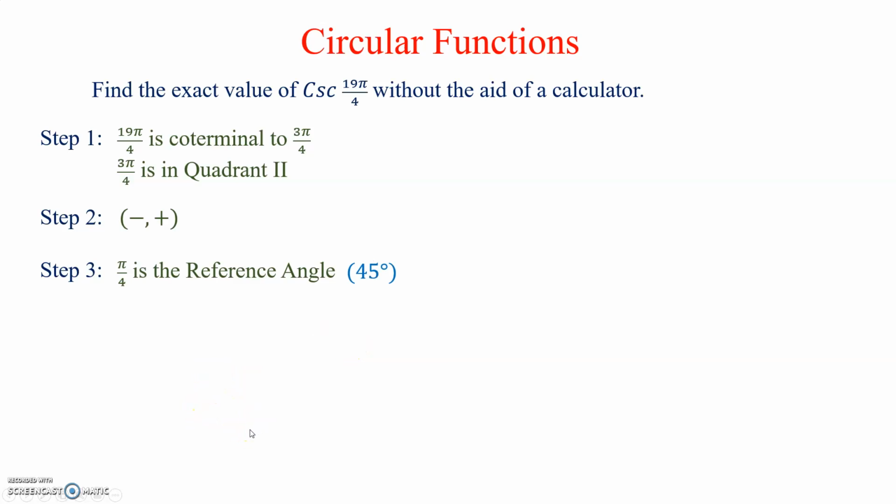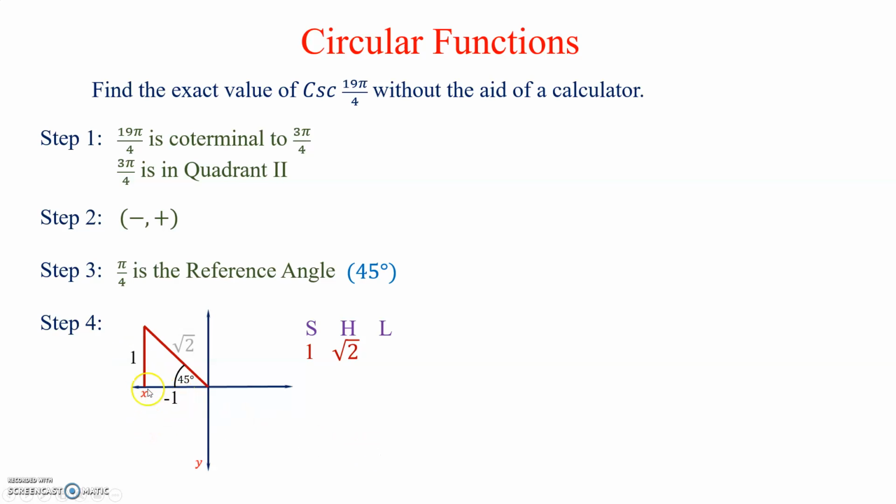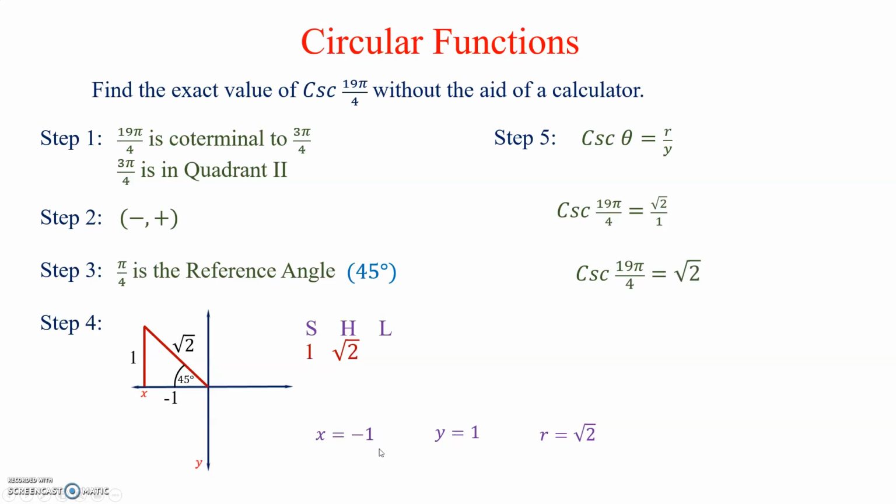So now let's go ahead and draw what we have. If I drew a 45-degree angle, or pi over 4, in quadrant 2. There we go. There's our 45-degree angle. And the reason why I converted it to degrees here is because we're about to use SOH CAH TOA. It is for 45, 45, 90, and 30, 60, 90. So it tells us 1, 1, radical 2. Because I drew it on the Cartesian plane, I can see this is negative 1, while this is positive 1. So our x, y, and r are negative 1, 1, and radical 2. Step 5, cosecant is r over y. R is radical 2. Y is 1. Simplify. So cosecant 19 pi over 4 is radical 2.